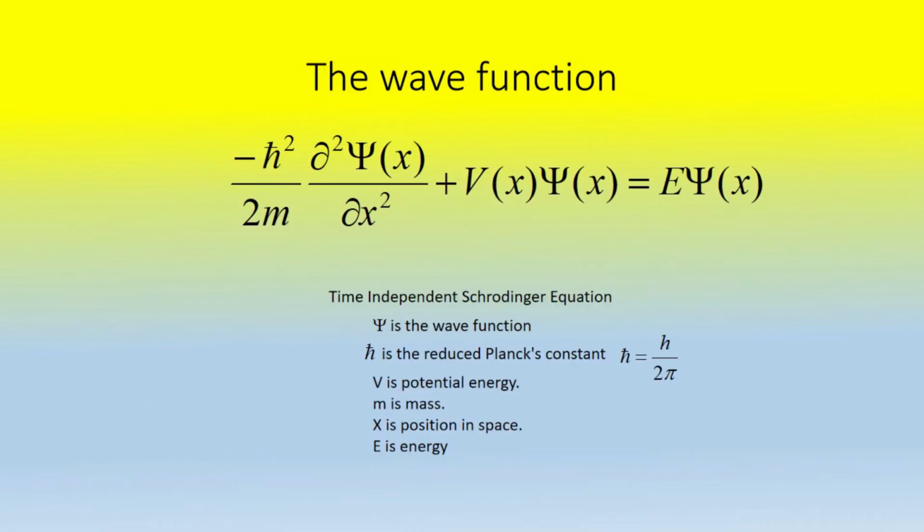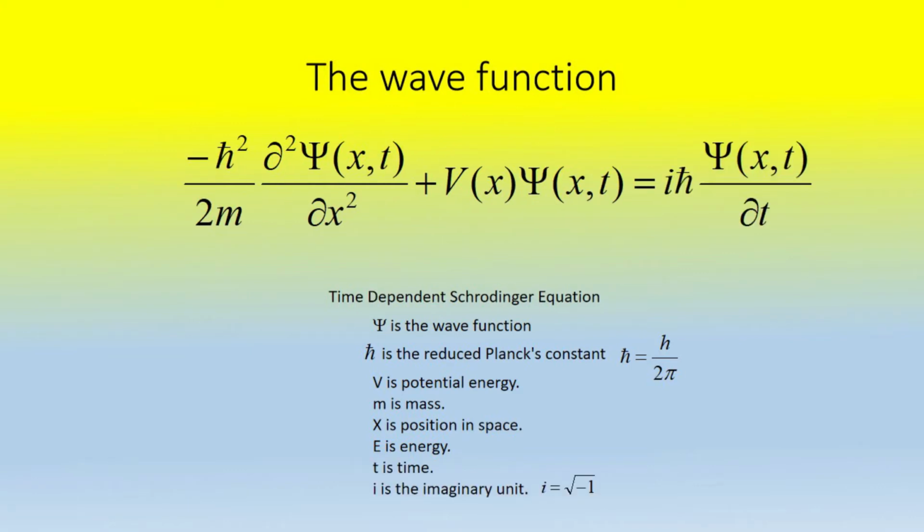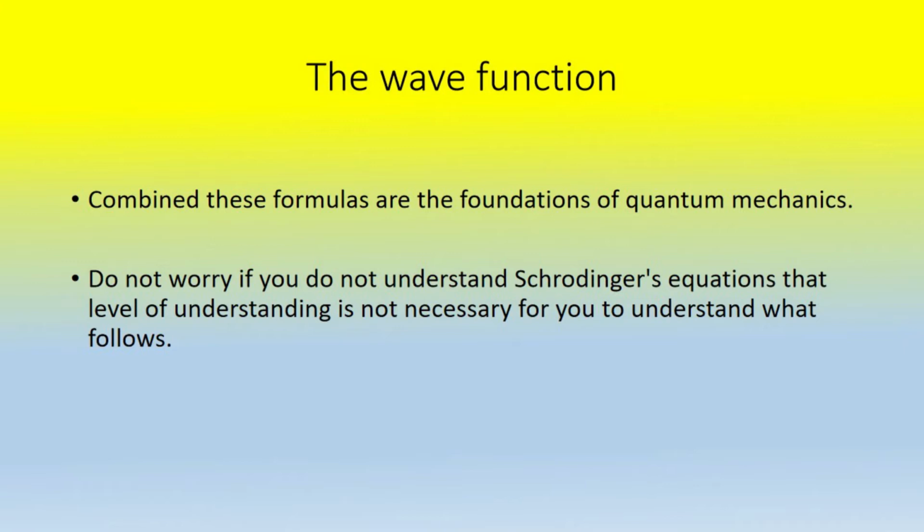This is the time-independent Schrödinger equation. It is the equation that shows the relationship of the wave function to space and energy. This is the time-dependent Schrödinger equation, which relates the wave function to both space and time. Combined, these formulas are the foundations of quantum mechanics. Do not worry if you do not understand Schrödinger's equation. That level of understanding is not necessary for you to understand what follows.